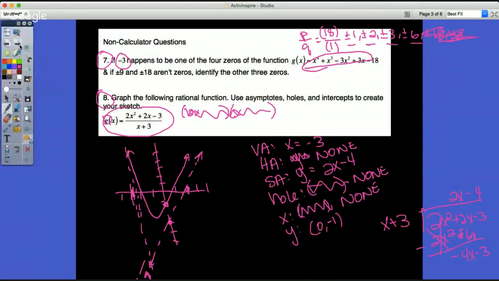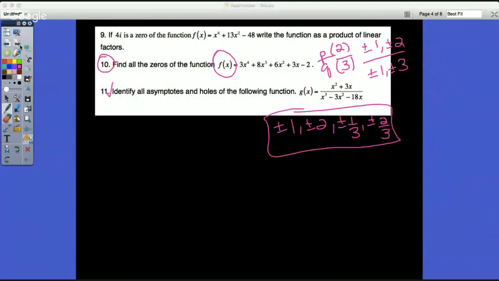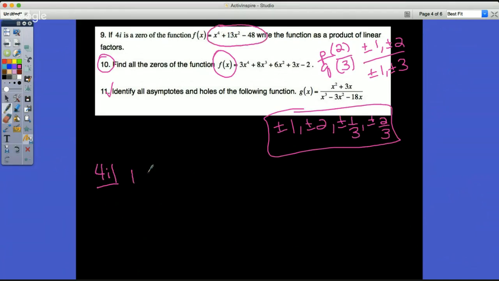All right, let's see. Okay, perfect. So one thing to really note on number 9 is that if I have 4i as a 0, a lot of people struggled on this. First of all, make sure that you fill in the appropriate spots for the highest degree. So 1, 0, 13, 0, negative 48.